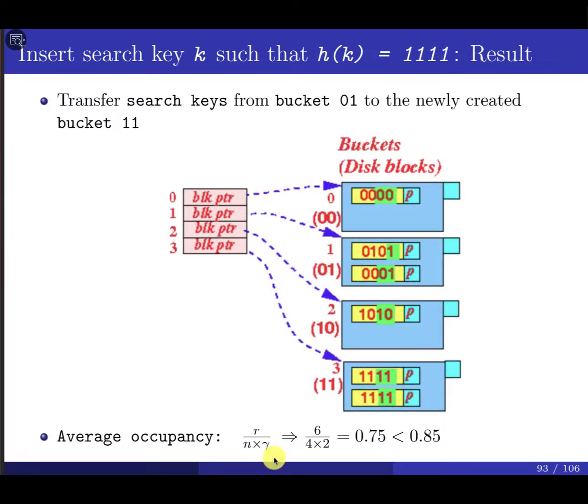Then after you finish, now you need to compute the average occupancy again. Make sure that you satisfy the condition. Make sure that there is no need to add a new bucket and continue this operation. Okay? So that's all actually about the hash value here.